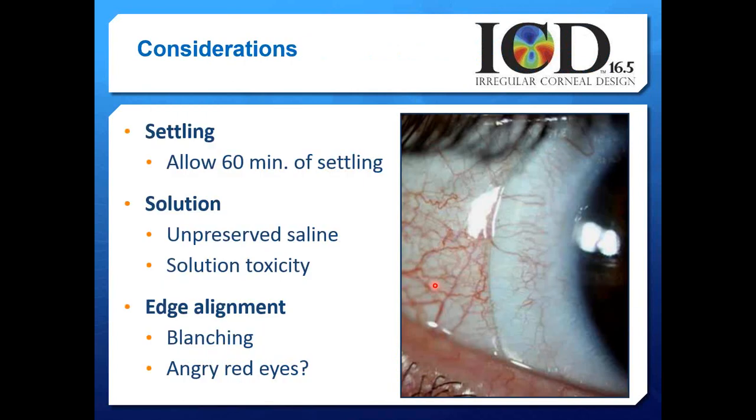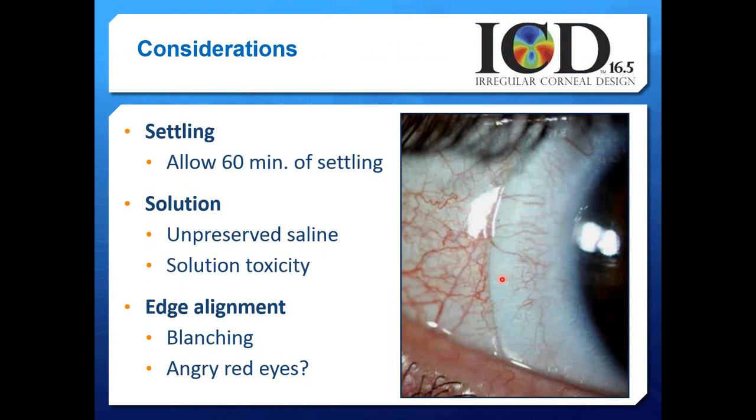So the principal things we need to look at when we analyze these lenses are make sure that you allow that 60 minutes of settling. That's really, really important. If you can go longer, do it. As John's study showed us, these lenses don't only settle just over the course of the day, they settle over the course of time, up to 30 days. So the longer we allow these lenses to settle, the clearer the picture is going to be of apical clearance, of limbal clearance, of scleral landing.